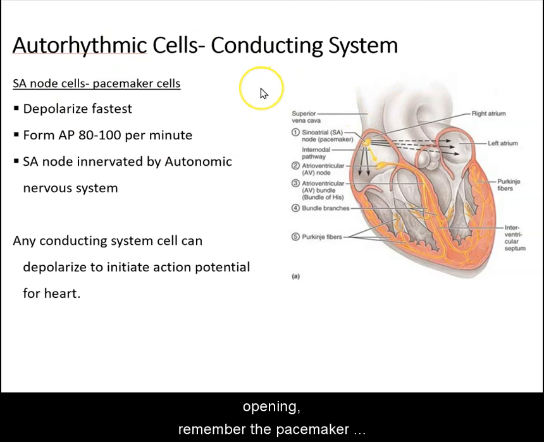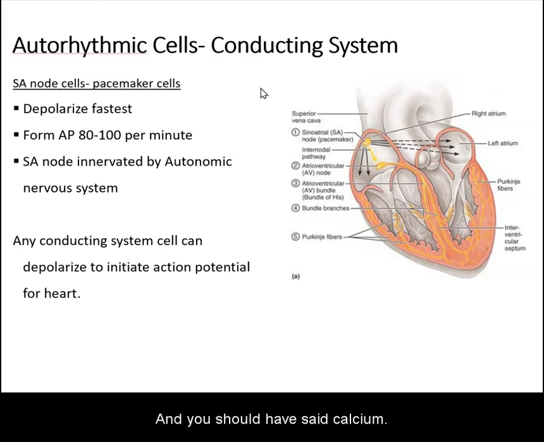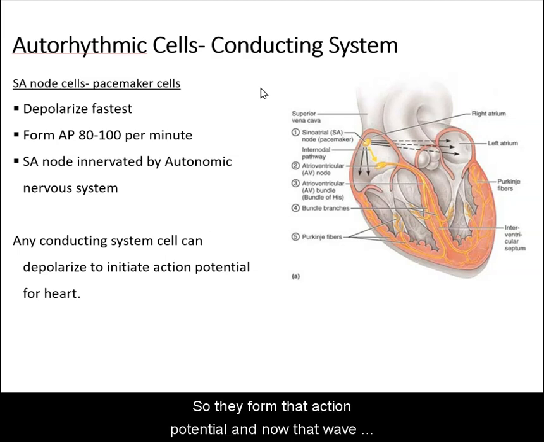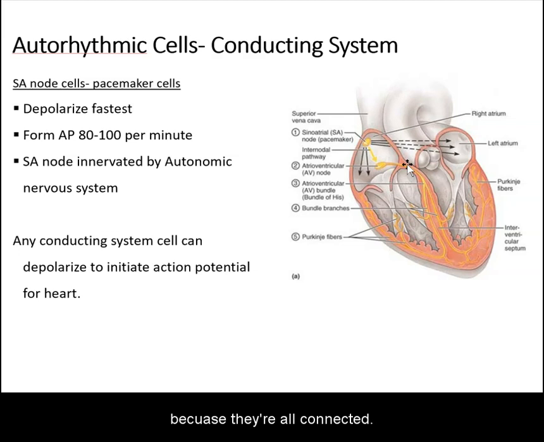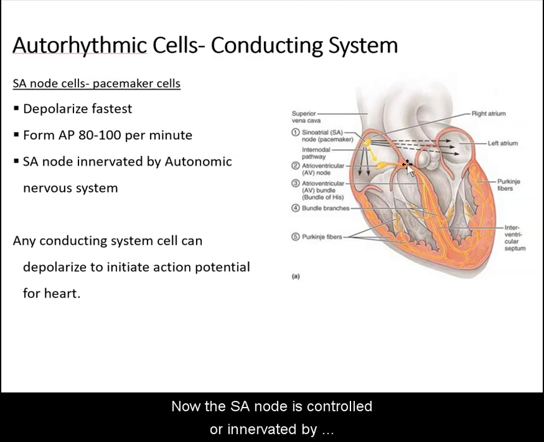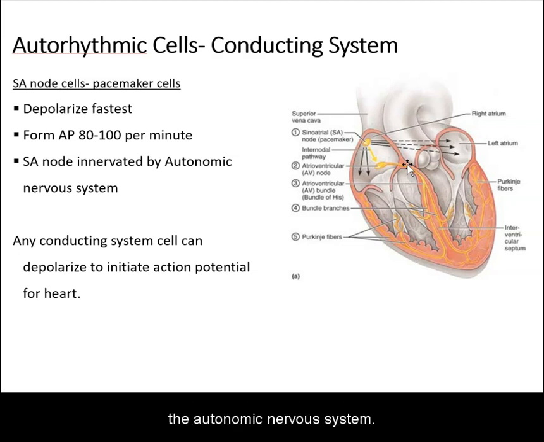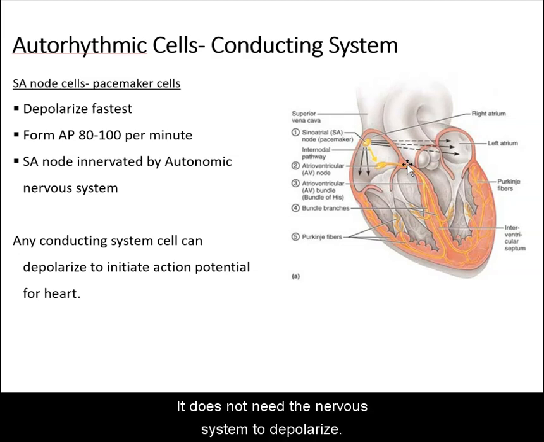Remember, the pacemaker cells are going to depolarize when which ion enters? And you should have said calcium. So they form that action potential, and now that wave of electricity is going to shoot through all of these cells because they're all connected. Now the SA node is controlled or innervated by the autonomic nervous system. It does not need the nervous system to depolarize. It does use the nervous system to speed up or slow down.